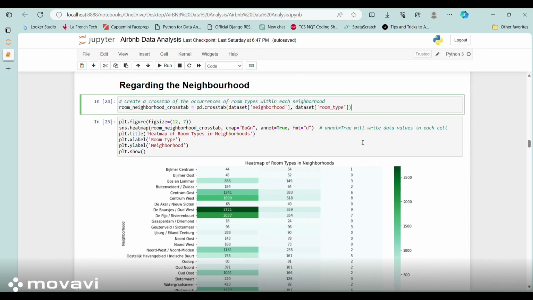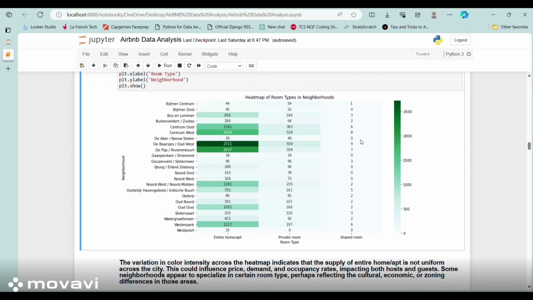To explore the distribution of room types across neighborhoods, we have generated a heat map. Each cell in the heat map represents the count of a specific room type in a given neighborhood. The color intensity varies from light to dark, with darker color indicating a high amount of that room type. The variations in color intensity across the heat map reveal interesting patterns. Some neighborhoods seem to specialize in certain room types, which could be influenced by cultural, economic, or maybe zoning differences. This insight can have implications for pricing, demand, and occupancy rates, affecting the experience of both host and guest in the city.